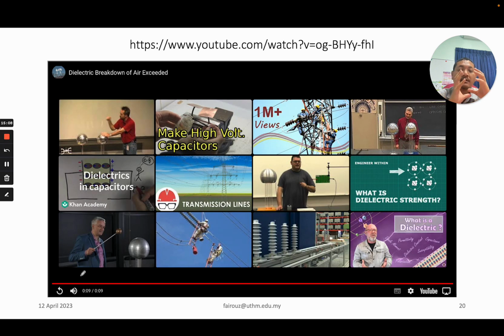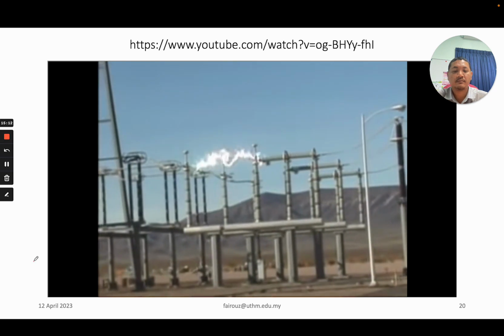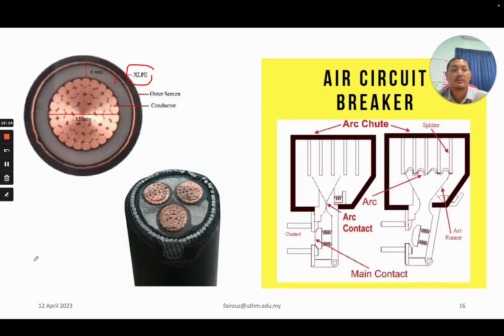However, when we have a circuit breaker, when we open the circuit breaker, the arc will appear like that, but that is why we need to have the splitter to split up the arc, and then it will extinguish the arc.